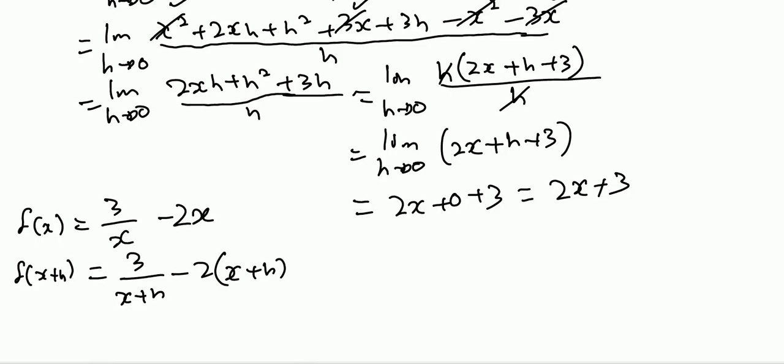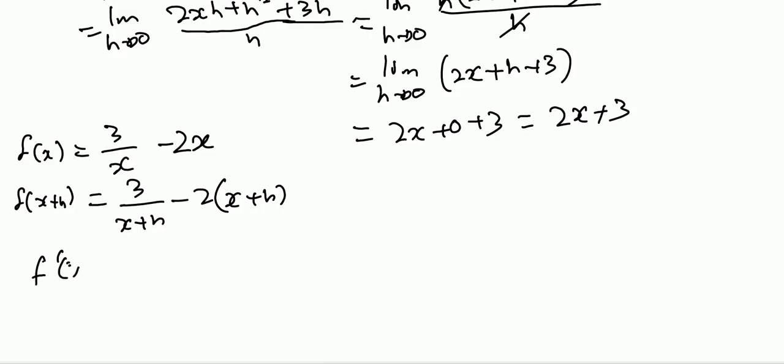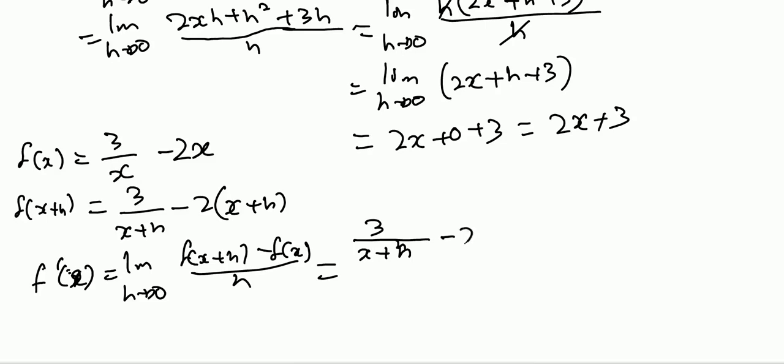Then you have your f of x and your f of x plus h. Then you can now use the formula of first principle that says f prime x will be what? The limit as h approaches 0 of f of x plus h minus f of x all over h, which is what? 3 over x plus h minus 2x minus 2h. Remember, when we simplify this thing, we are going to get 2x plus 2h. But since we have a negative sign, it's minus 2x minus 2h.